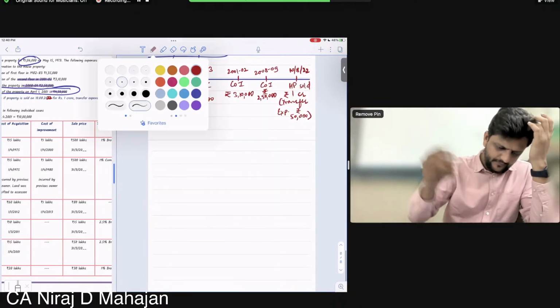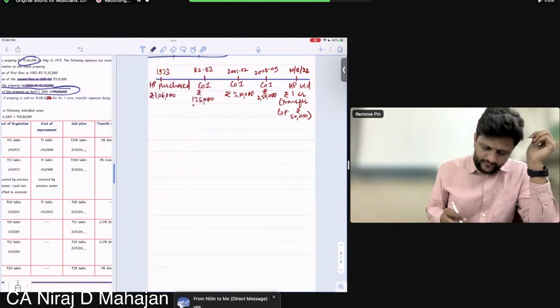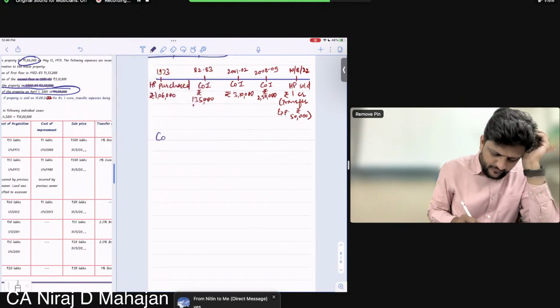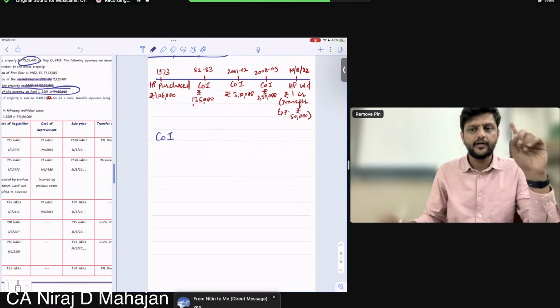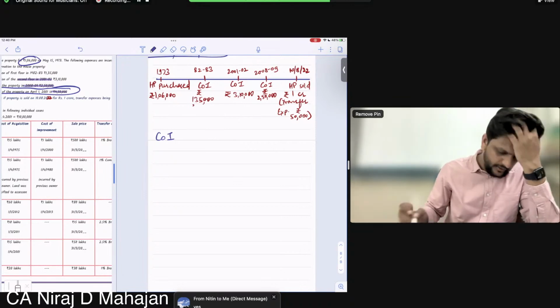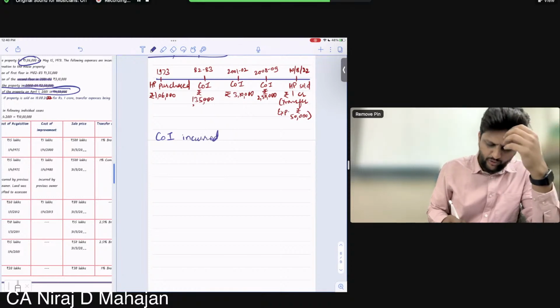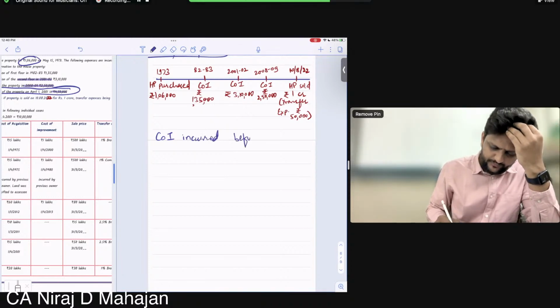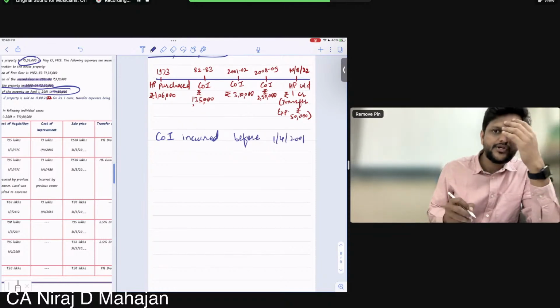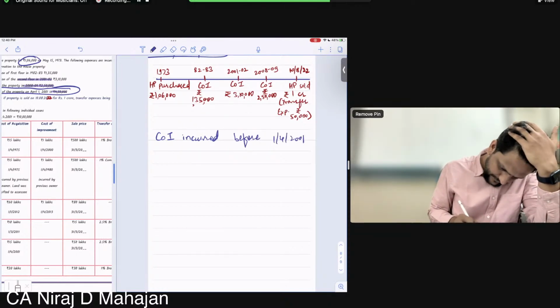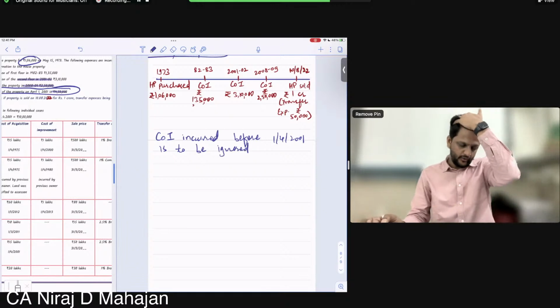Write down. Cost of improvement, COI, cost of improvement incurred before 1/4/2001. What do we do? It is to be ignored.